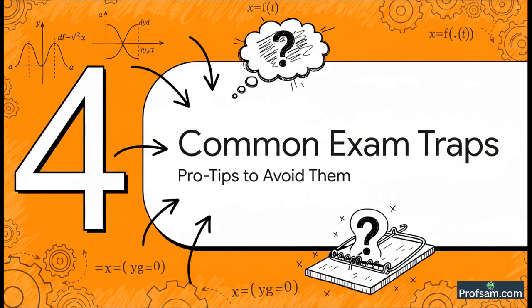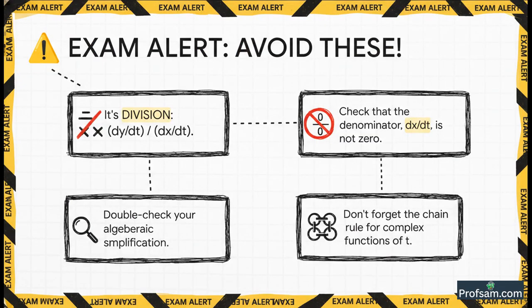Okay, listen up. This is super, super important. Let's quickly go over some common mistakes, some exam traps that students often fall into so that you can avoid them and get full marks. So many students get confused here, but here's the trick. First, remember the formula is division. Don't accidentally multiply them. It's a common mistake. Second, always make sure the denominator, dx over dt, is not 0. And please, please, please double check your algebra when you're simplifying. Getting these small details right is the key to not losing easy marks.